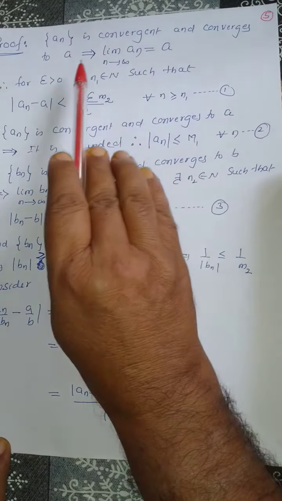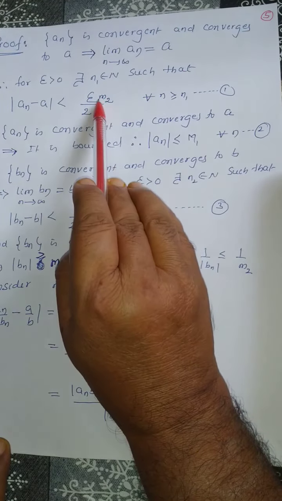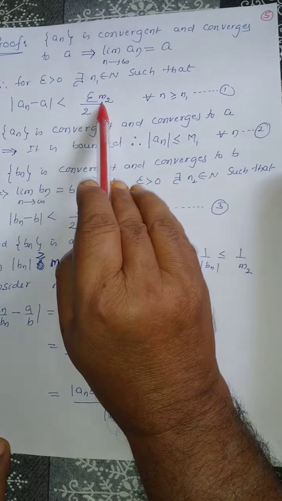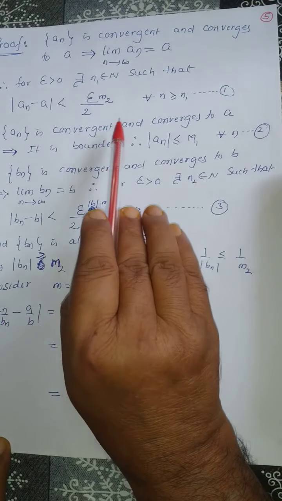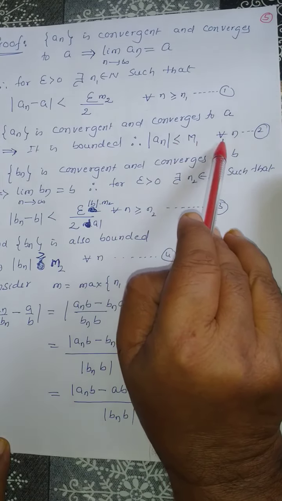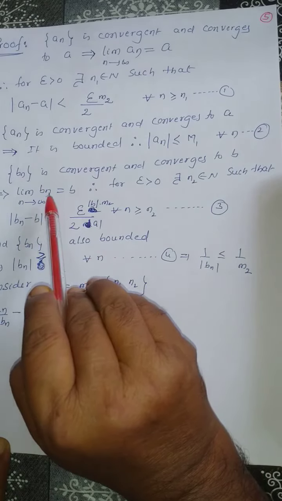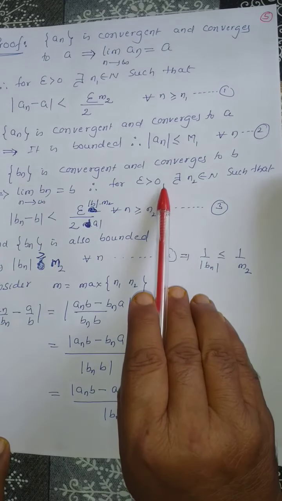a_n is convergent, so use the definition with epsilon divided by 2. Why this m2, we'll see later, as we have done in the previous theorem. So a_n is convergent, definitely it is bounded. So |a_n| is less than or equal to m1 for all n. And b_n is convergent and converges to B, which means the limit says the same. As you have done in the previous theorem, same thing.